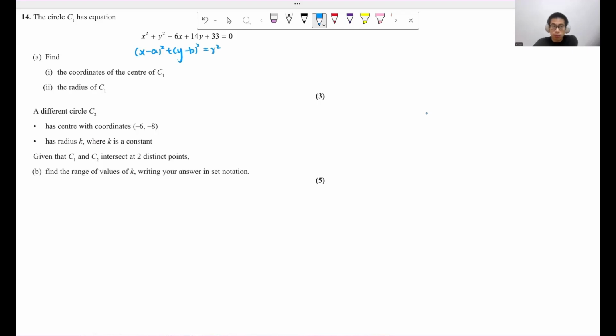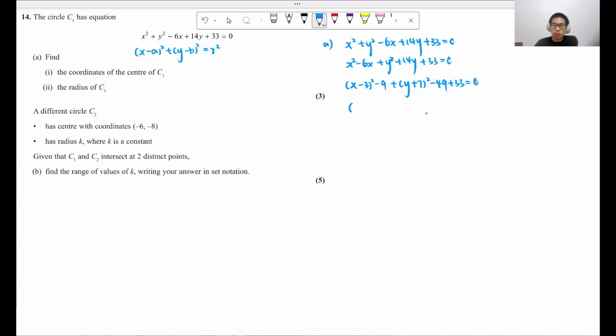So let's just do completing the square to rearrange it. So we have x squared plus y squared minus 6x plus 14y plus 33 equal to 0. So I will move all the x terms next to each other and all the y terms next to each other. So now let's do completing the square. So for the first one, that would be x minus 3 squared minus 9. And then the second one, that would be half of 14 is 7. So y plus 7 squared minus 49 plus 33, just plus 33.